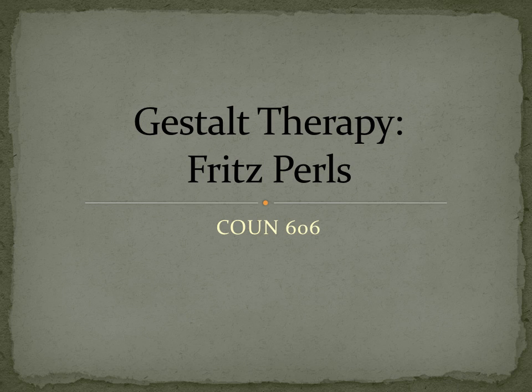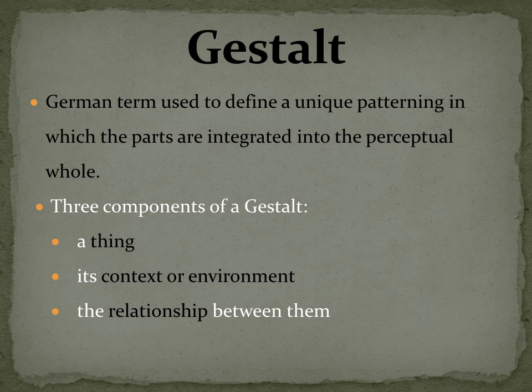So, in order to get a sense of this, we need to look a little bit at the roots of Gestalt, a little bit more closely at Perls, and then kind of the early formation of Gestalt therapy. So, starting with the term Gestalt, it's a German term that refers to people's perceptions, to our perceptions, and the way that we understand the world. And in this way, it's a German term that is used to define a unique patterning in which parts are integrated into the perceptual whole.